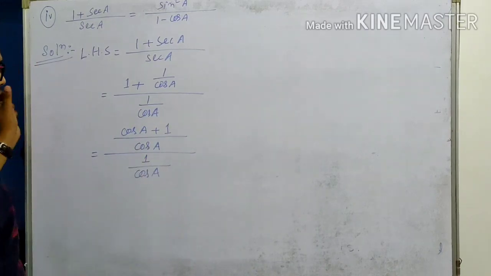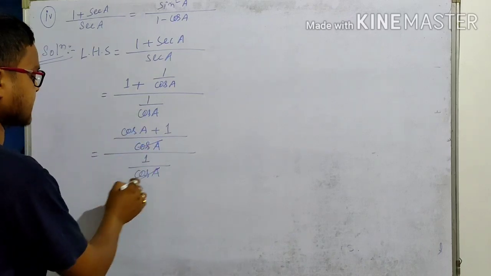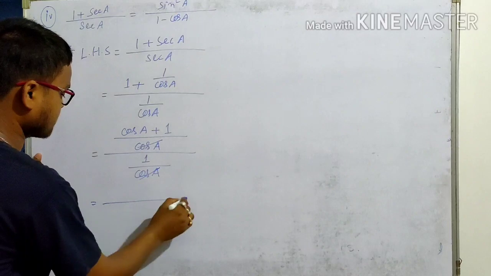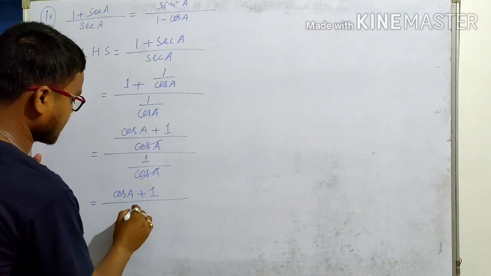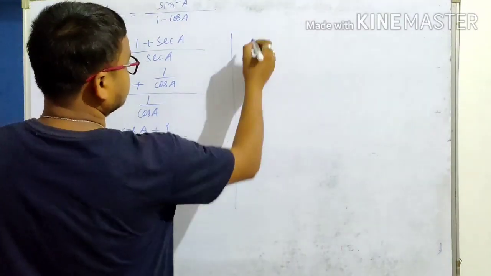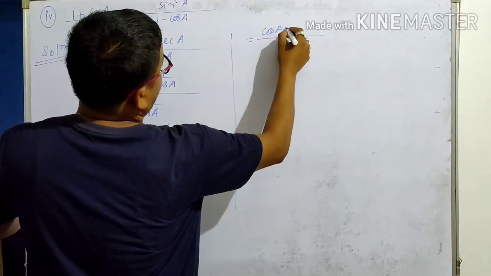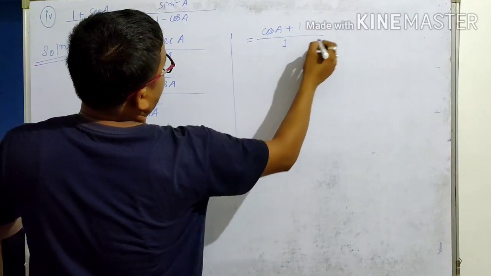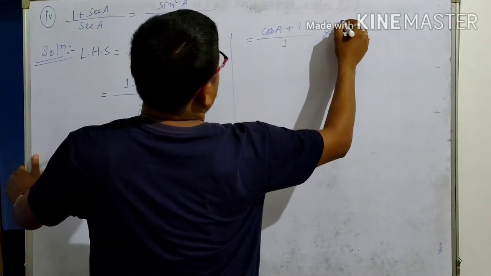Okay. Now you see, divided by, divide. So these two are cancelled. So finally you will get cos a plus 1 divided by 1. Okay. Now you see. So here cos a plus 1 divided by 1. So you multiply both sides by what?